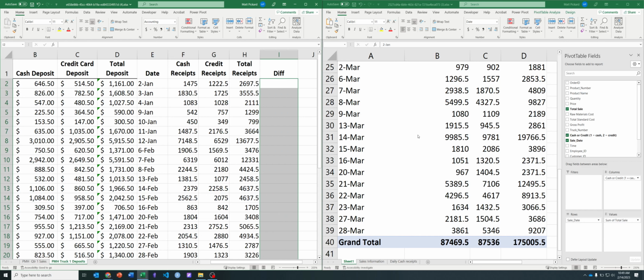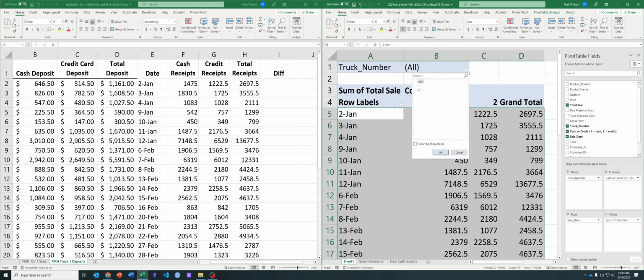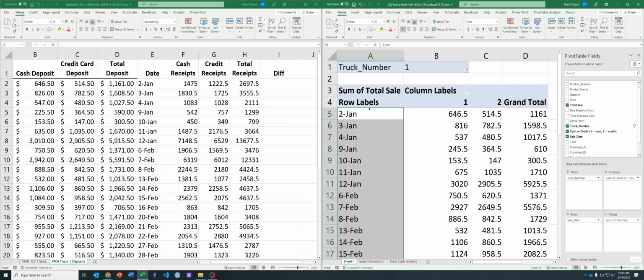So if we actually take a look here at the bottom, it says these are truck 1 deposits. So let's just assume that they meant to say, let's just reconcile truck 1. So if I drag truck number down here to filter, and I'm just going to filter out truck 1, and then I'll just copy these. Again, I'm just going to copy the cash and credit and total.